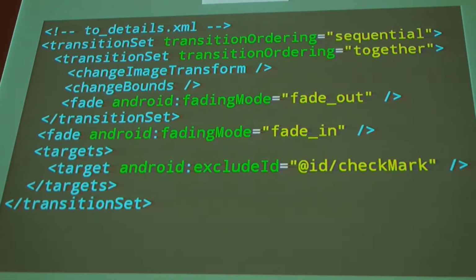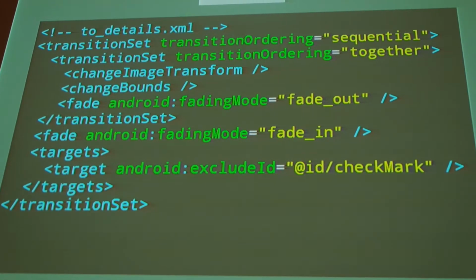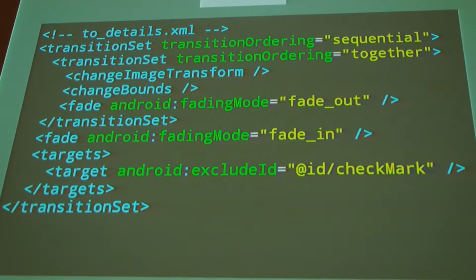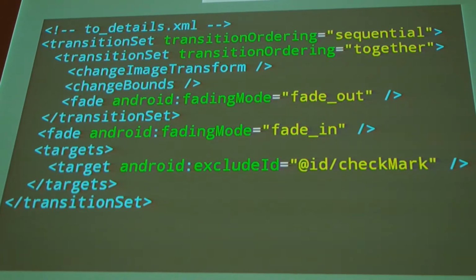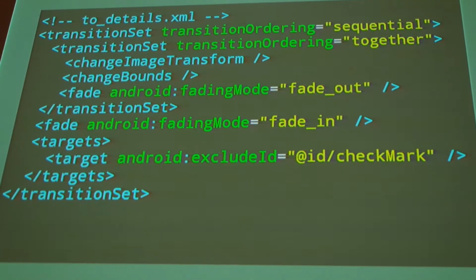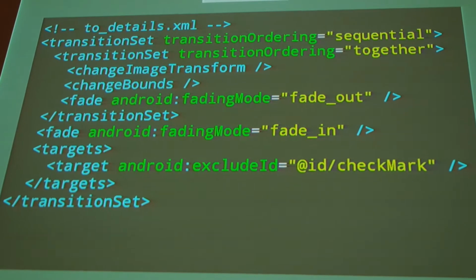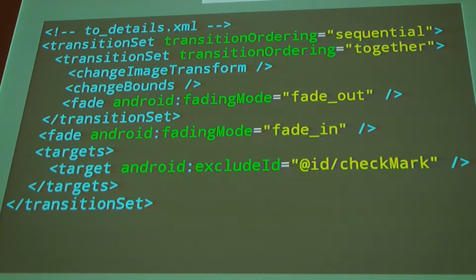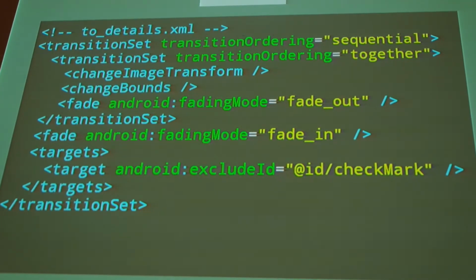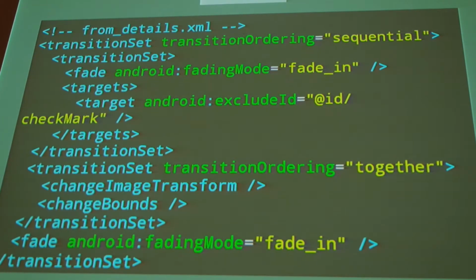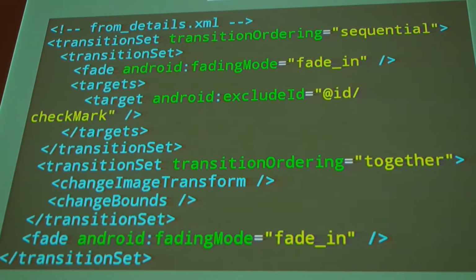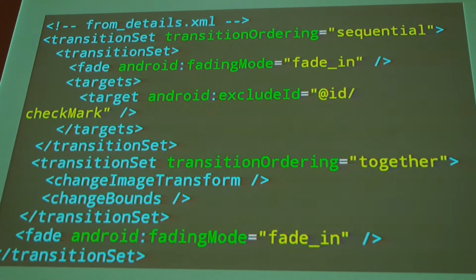I have a transition set. I have the change image transform, change bounds. That will do the transition for the image view. It will shrink the image view and move it to the final position on this second scene. And then I have the fade out for the check mark and the fade in for all the other views. And this is from the details, and I do the opposite. So it's basically the same, but in another order.